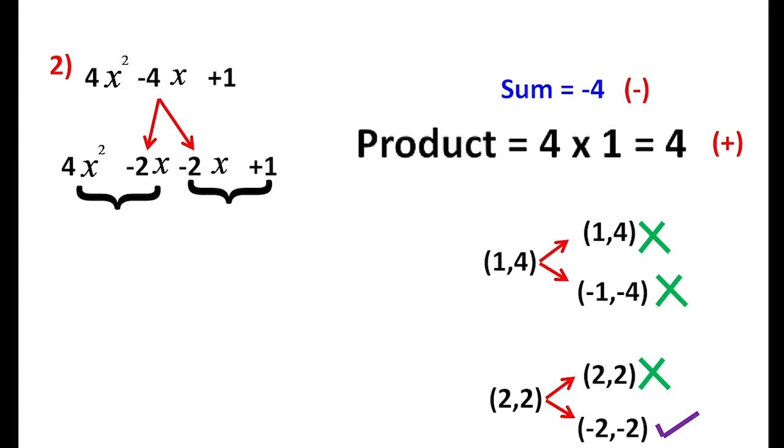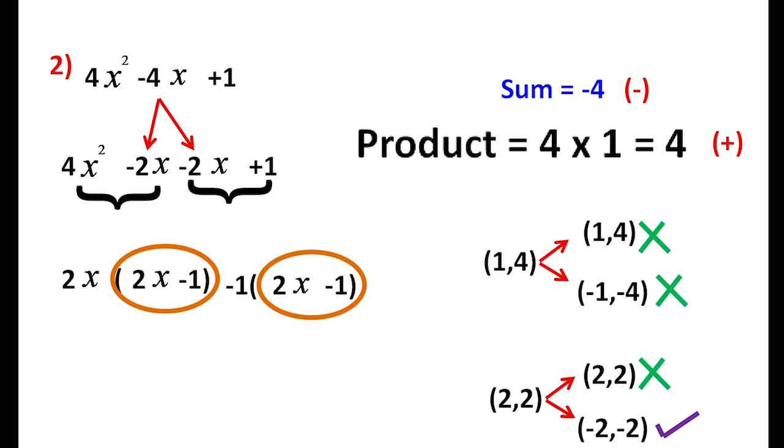From the first group we know that 2x is common, and the remaining terms are: from 4x square we took 2x, remaining 2x, then minus 1. Then from the last group we have to get 2x minus 1 in the bracket. So negative 1 we take outside, remaining 2x minus 1. 2x minus 1 is common for both the terms. So we take 2x minus 1 outside, remaining 2x from the first term and minus 1 from the second term. So we have factorized our equation. The factors are 2x minus 1 and 2x minus 1.